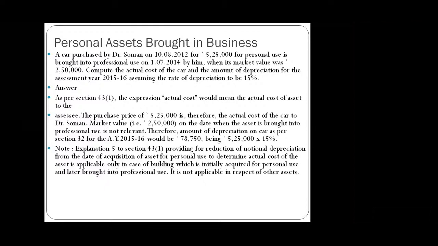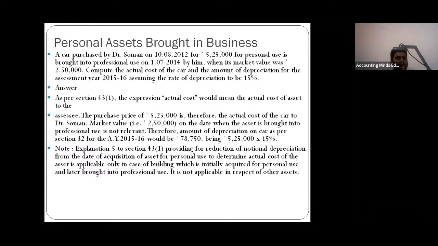Note, explanation 5 to section 43 subsection 1, providing for the reduction of notional depreciation from the date of acquisition of the asset for personal use to determine the actual cost of the asset, is applicable only in case of a building which is initially acquired for personal use and later brought into professional use. It is not applicable in respect of other assets. This much you have to write. Make sense? Sir, do I have to remember section 43.1 and explanation 5 to 43.1? No, it's not required. As per the provisions of the law, the expression actual cost means the purchase cost of the asset. You can write like that also. Is that understood? Yes, sir.